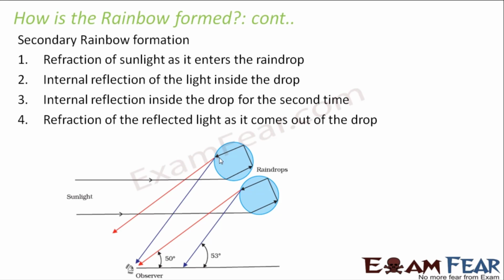It is just that in case of a secondary rainbow, the sunlight enters the drop in such a way that it strikes the boundary of the drop twice and bounces back. So internal reflection inside the drop takes place twice. That is the only difference. So I hope you are able to understand when a rainbow is formed, why a rainbow is formed at that time, and how a rainbow is formed.